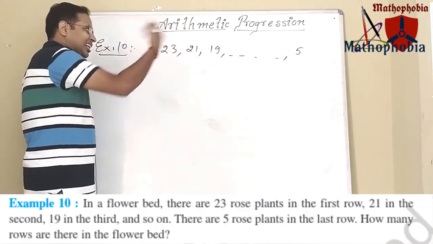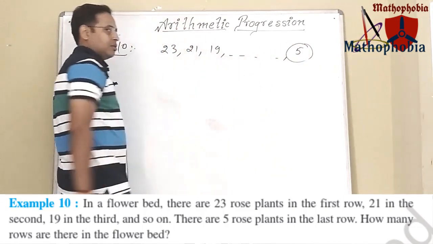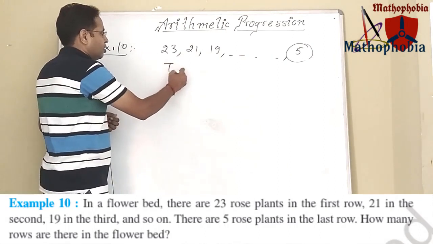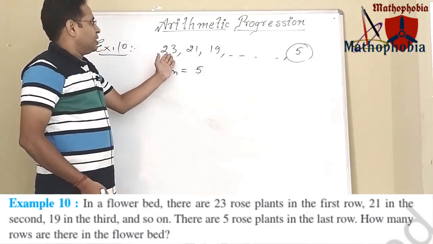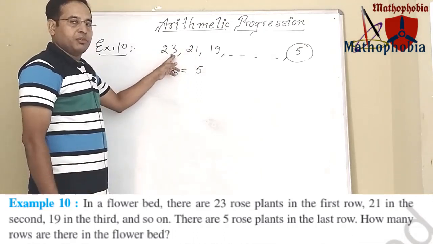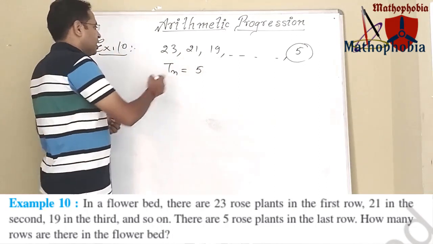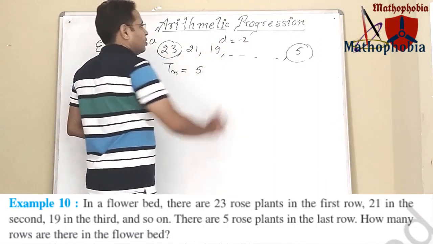Okay, so the nth term is given. Suppose this is the nth term of this given sequence, and it also denotes the last term. So the nth term of this sequence is 5. This series is an AP, isn't it? Because 21 minus 23, how much you get? Minus 2. 19 minus 21, again minus 2. Therefore, A is 23 and D is minus 2.